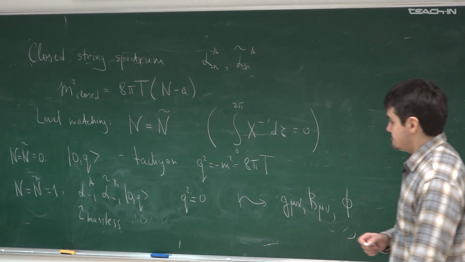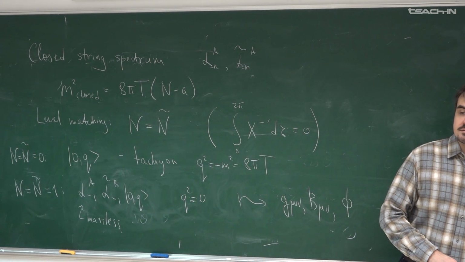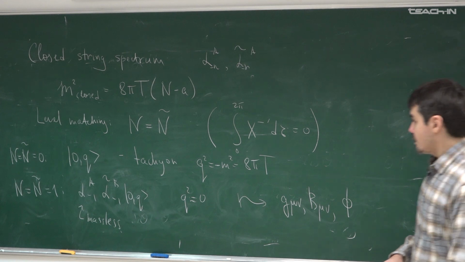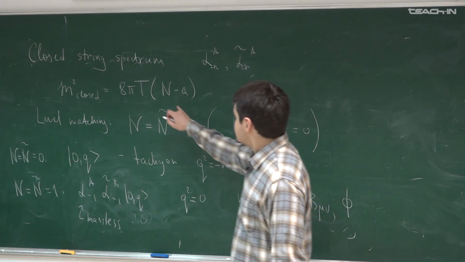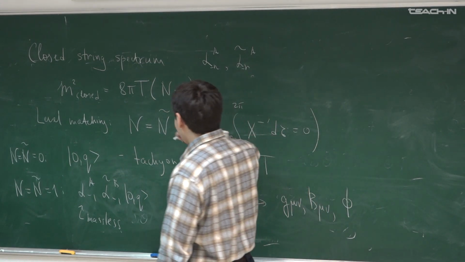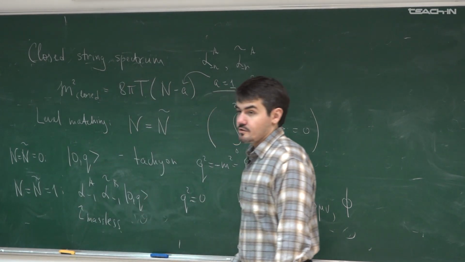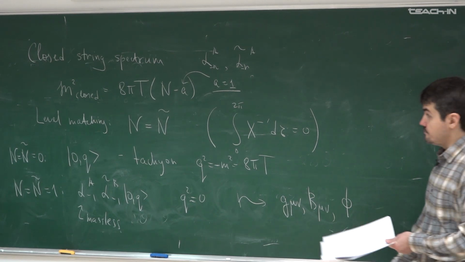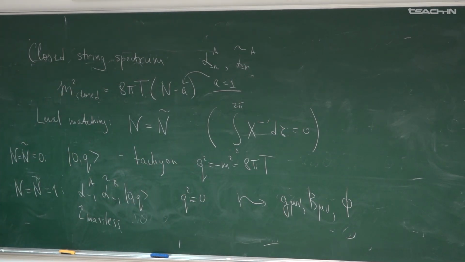So if q squared equal to 8 pi t is the mass squared of which particle? The tachyon? Yeah, the tachyon. But 8 pi t shouldn't it be negative? Yeah, the mass squared is negative. It's minus m squared. With n equals 0, A is 1. M squared is minus 8 pi t, yes. As you recall, we derived that A is 1 by Lorentz invariance.